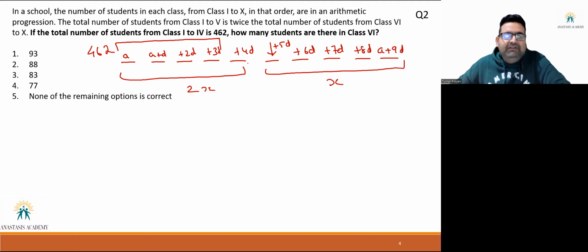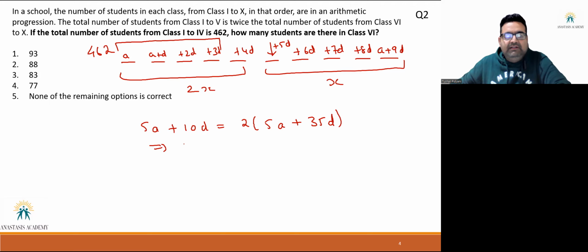So now when you add the first 5, it will be 5A plus 1, 3, 6, 10D. This is given to us as double of the next 5, which will give you 5A plus how many Ds? 5, 11, 18, 26 and 9, 35D. You can cancel out 5 from both sides. You'll get A plus 2D equals twice of A plus 7D. That will be 2A plus 14D. I've cancelled out 5 from both sides.